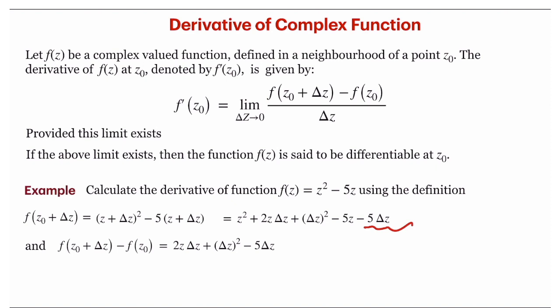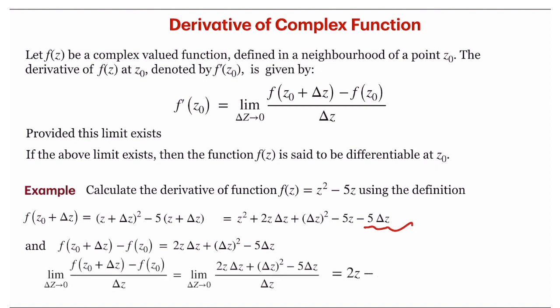f of z plus delta z minus f of z gives you 2z delta z plus delta z squared minus 5 delta z. Now we divide it by delta z and take the limit delta z going to 0. So only the coefficients linear in delta z would remain. The rest of the terms with higher order in delta z would vanish, and as the limit delta z tends to 0, we would get 2z minus 5. So this is the value of the derivative. We know how to do it: differentiating z squared minus 5z would simply lead to 2z minus 5.